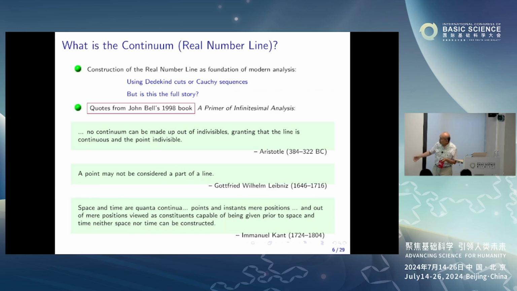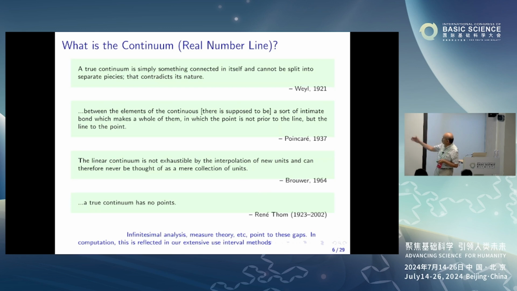So you can read the quote for yourself, but let me just read the shortest one. Leibniz: a point may not be considered a part of a line. You say, what? That's what I'm told. A line segment is a sequence of points. So obviously, Leibniz doesn't quite agree with you. And then there are famous mathematicians, Weyl, Poincaré, Brouwer, René Thom. Again, I'll quote the shortest one: a true continuum has no points.